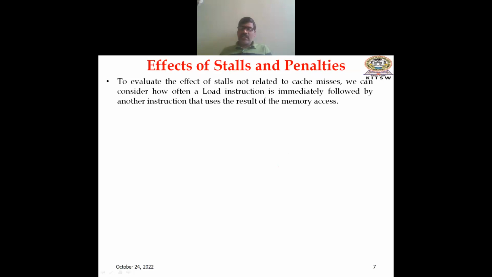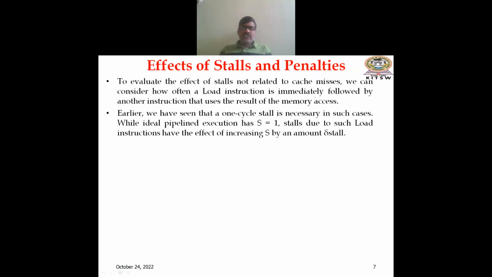To evaluate the effect of stalls not related to cache misses, we can consider how often a load instruction is immediately followed by another instruction that uses the result of memory access. Earlier, we have seen that a one cycle stall is necessary in such cases.